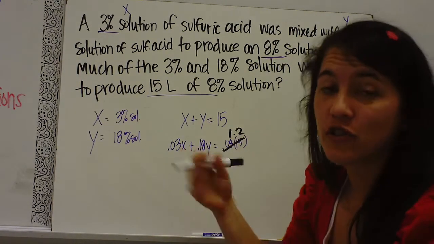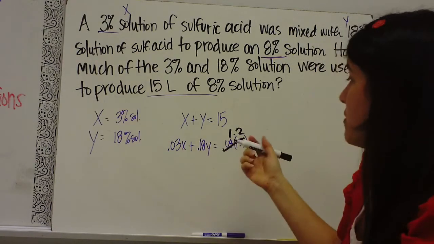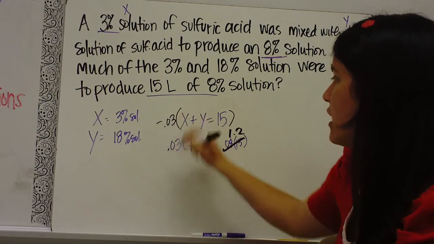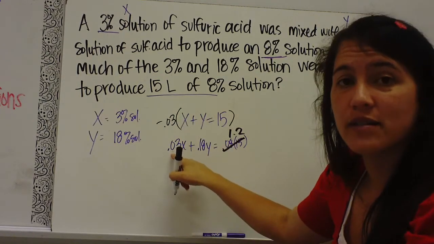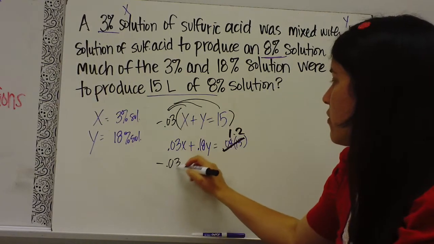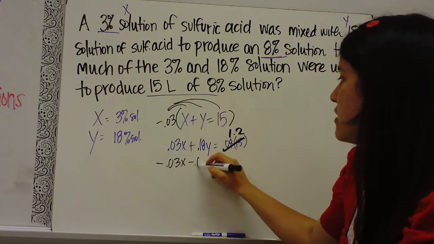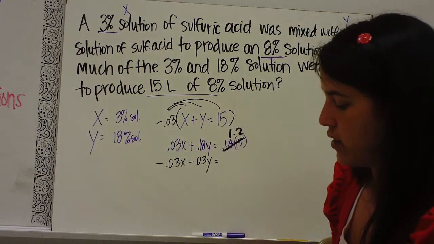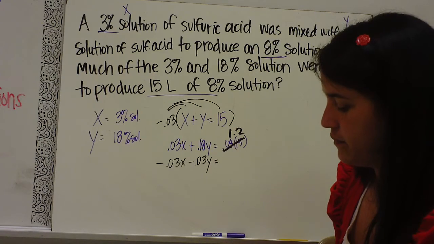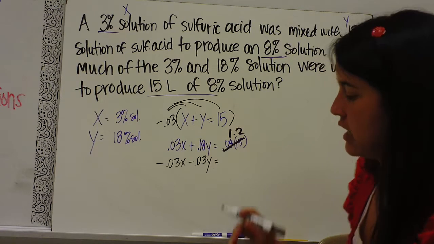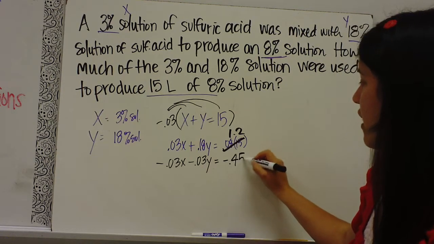And again, you could use graphing, substitution, or elimination. I'm going to choose elimination, so I'm going to multiply my whole top equation by negative 0.03 because I want to have the opposite of this coefficient. So that's negative 0.03x minus 0.03y, and then negative 0.03 times 15, which is negative 0.45.